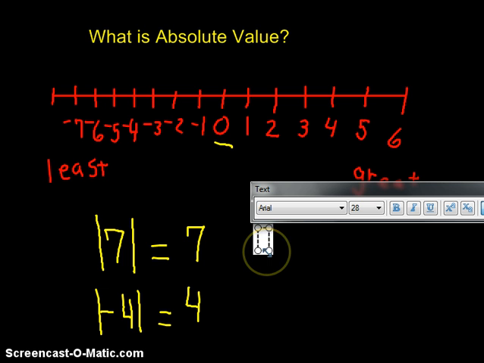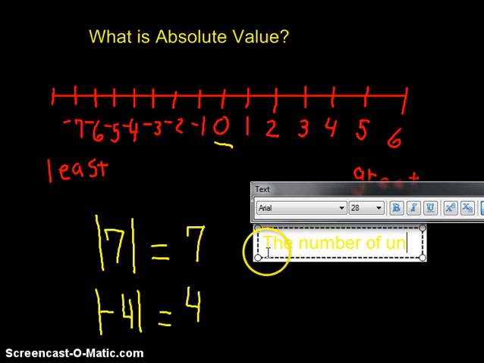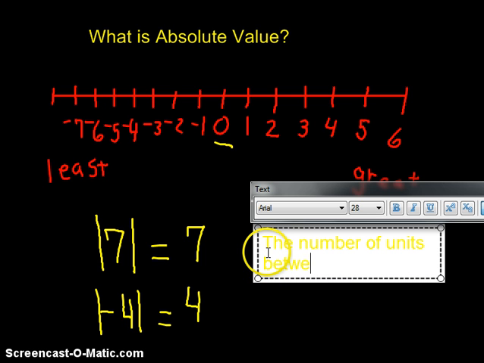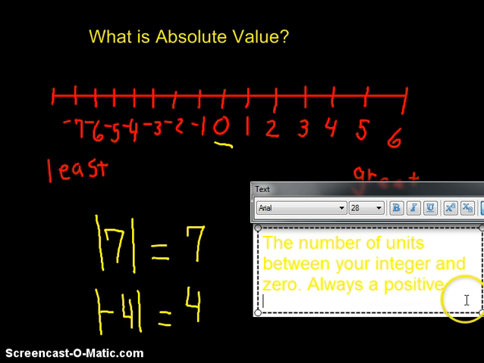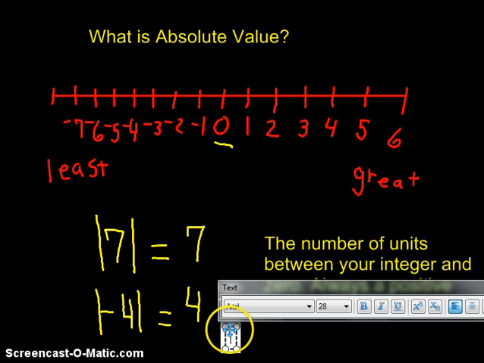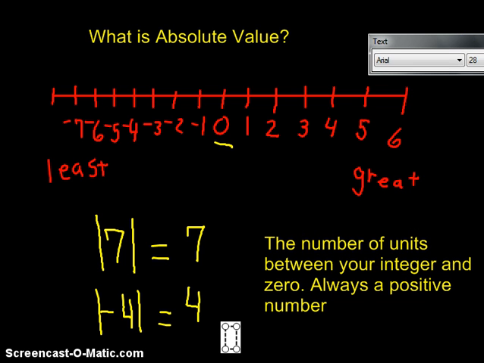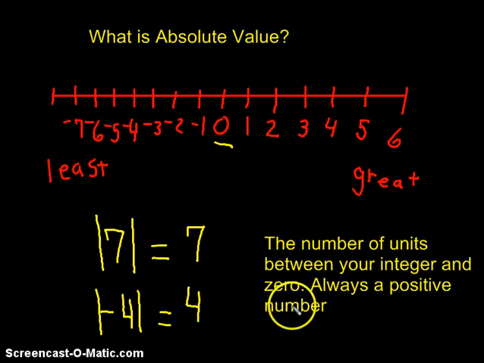We would define absolute value as the number of units between your integer and 0. It is always a positive number. So you would probably want to write that one down in your notes. Absolute value is the number of units between your integer and 0, and it is always a positive number.